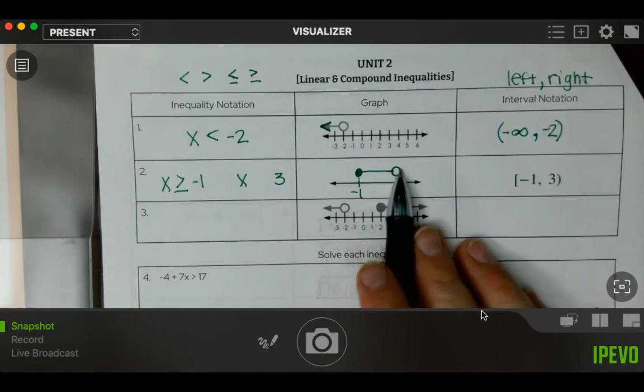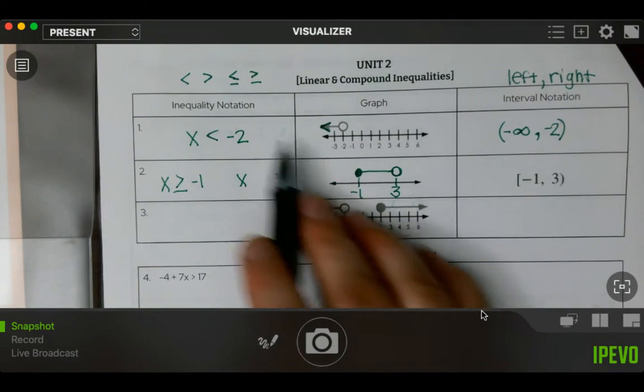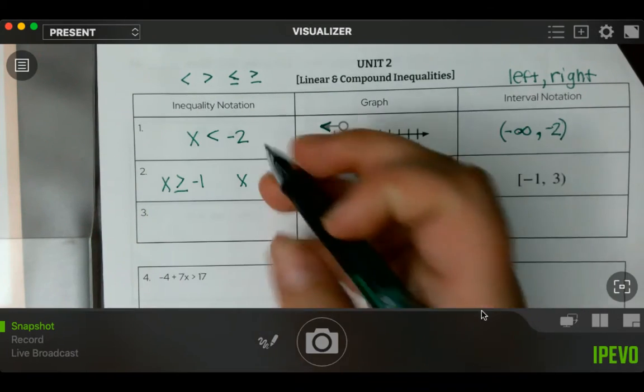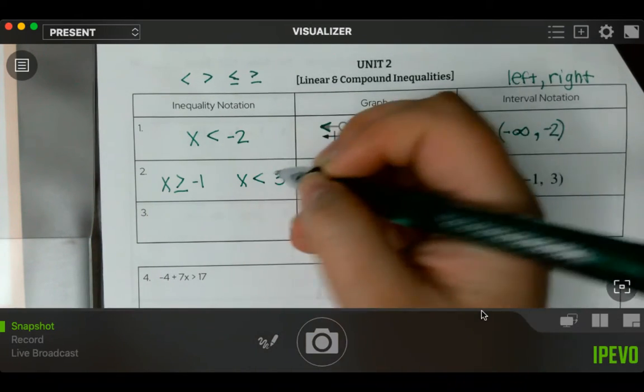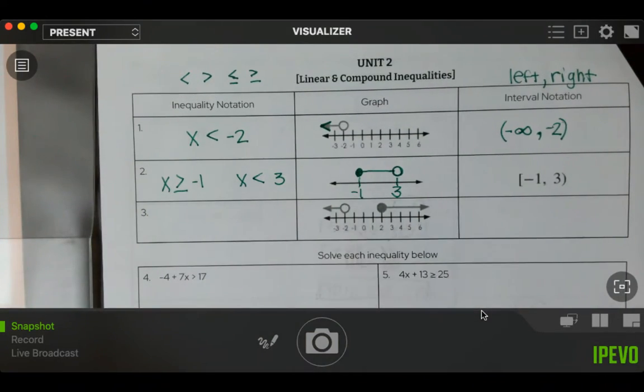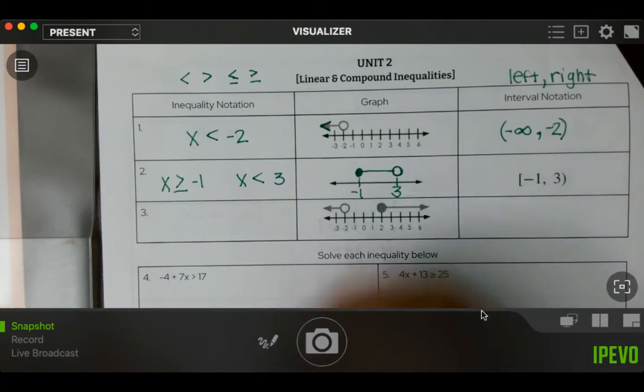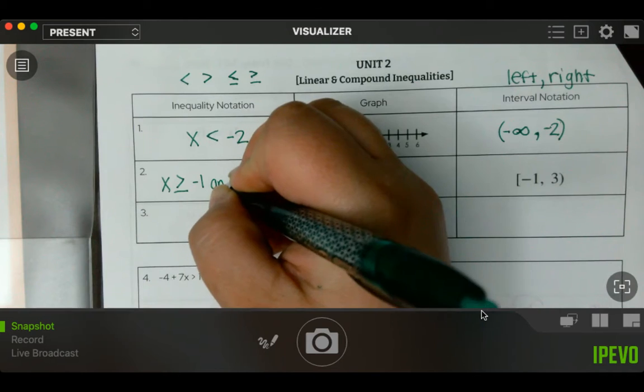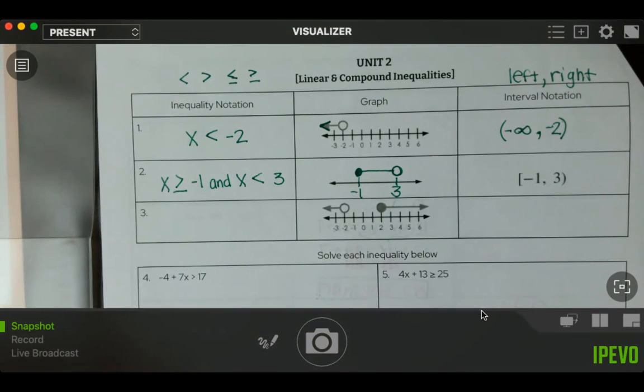Over here, the 3 is heading to the left, so we need this one that's pointing to the left. It's an open circle, so it doesn't get the little line underneath. Technically, when you have two of them that are connected like this, you're supposed to use the word and in between.